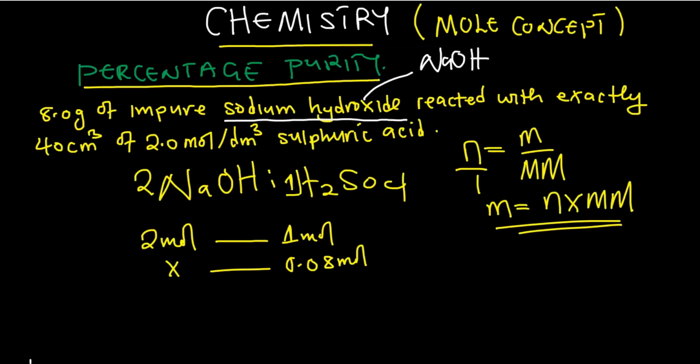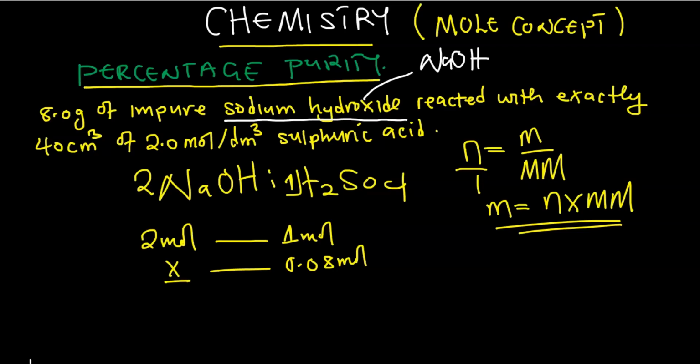Before we go to this one, we need to find the number of moles of the pure. So how do you find it? You form a ratio of sodium hydroxide to sulfuric acid because they are the ones that are reacting. From the equation, the ratios are 2 to 1. So 2 moles react with 1 mole of sulfuric acid. What about X moles of sodium hydroxide? It reacts with 0.08 moles.